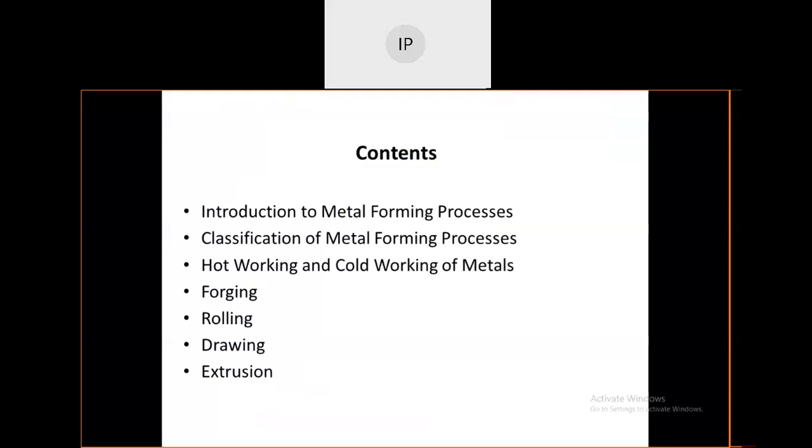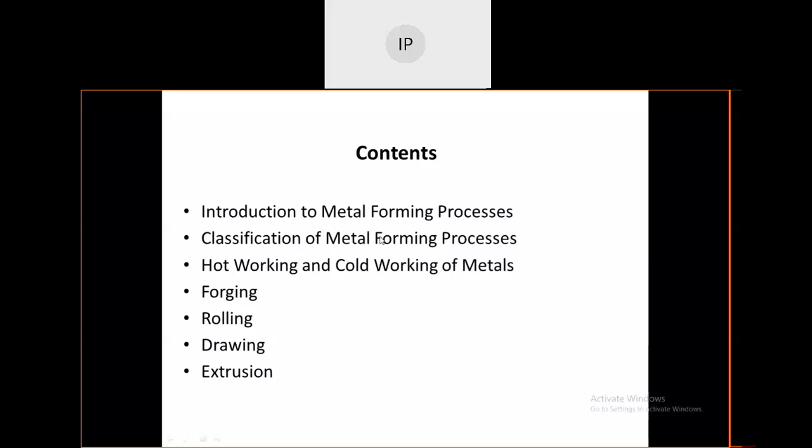These are some of the concepts covered in module 4. The first one is introduction to the metal forming process, which you already discussed in the previous class. In that we have the classification of metal forming processes. The next concept, which is most important, is hot working and cold working of metals. Then we have the different techniques of metal forming, that is forging, rolling, drawing and extrusion. You have to study the concepts related to these techniques.